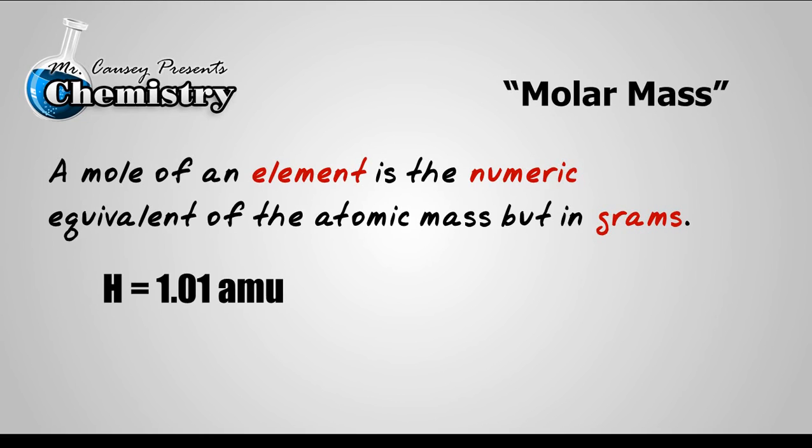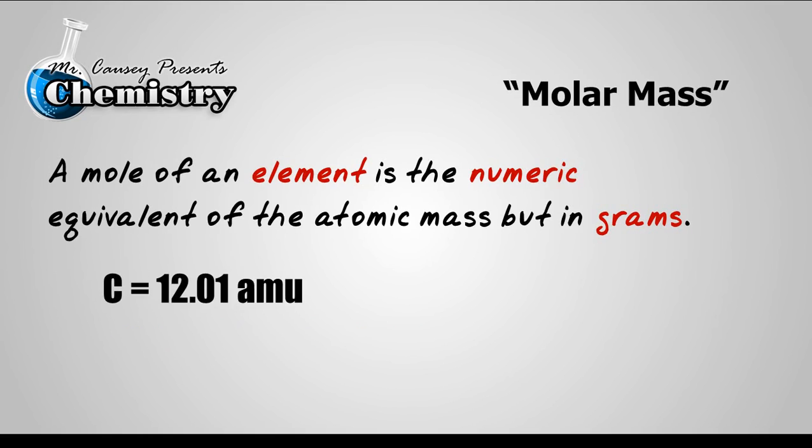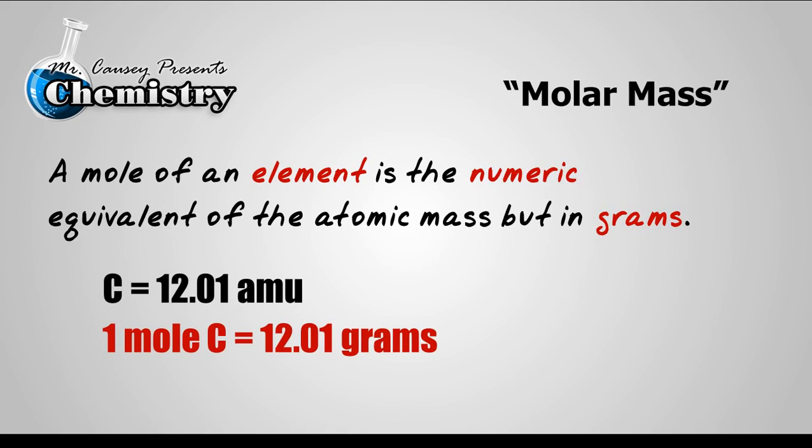So, hydrogen is 1.01 atomic mass units. 1 mole of hydrogen is 1.01 grams. Or carbon is 12.01 atomic mass units. And 1 mole of carbon is 12.01 grams. The mole of an element is the numeric equivalent of the atomic mass in grams.